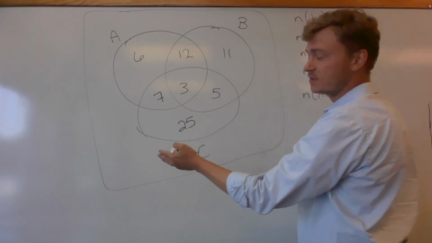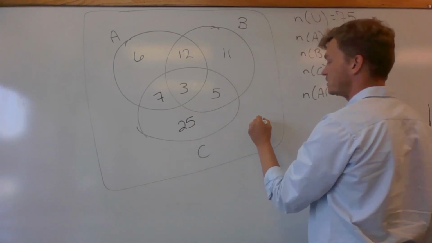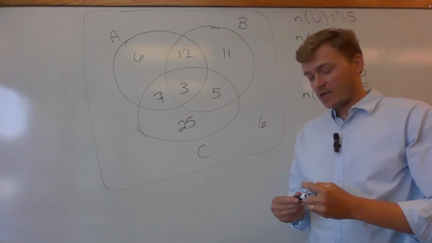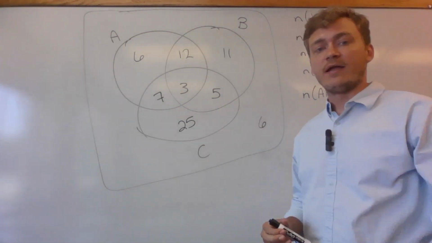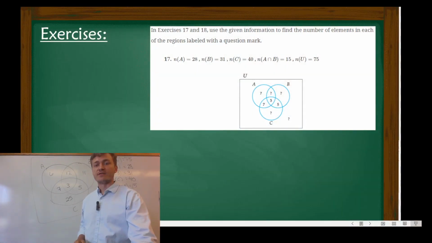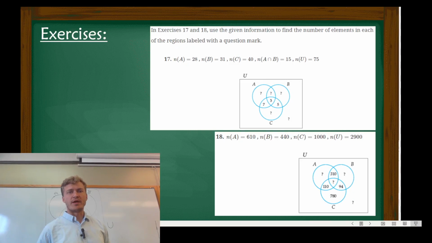75 minus 69 is 6. So there you go. We have found the number of elements for each of our 8 regions based upon the given information here for exercise 17. We'll take a look at the example on the right, number 18. Given the information, we want to find what is unknown here.